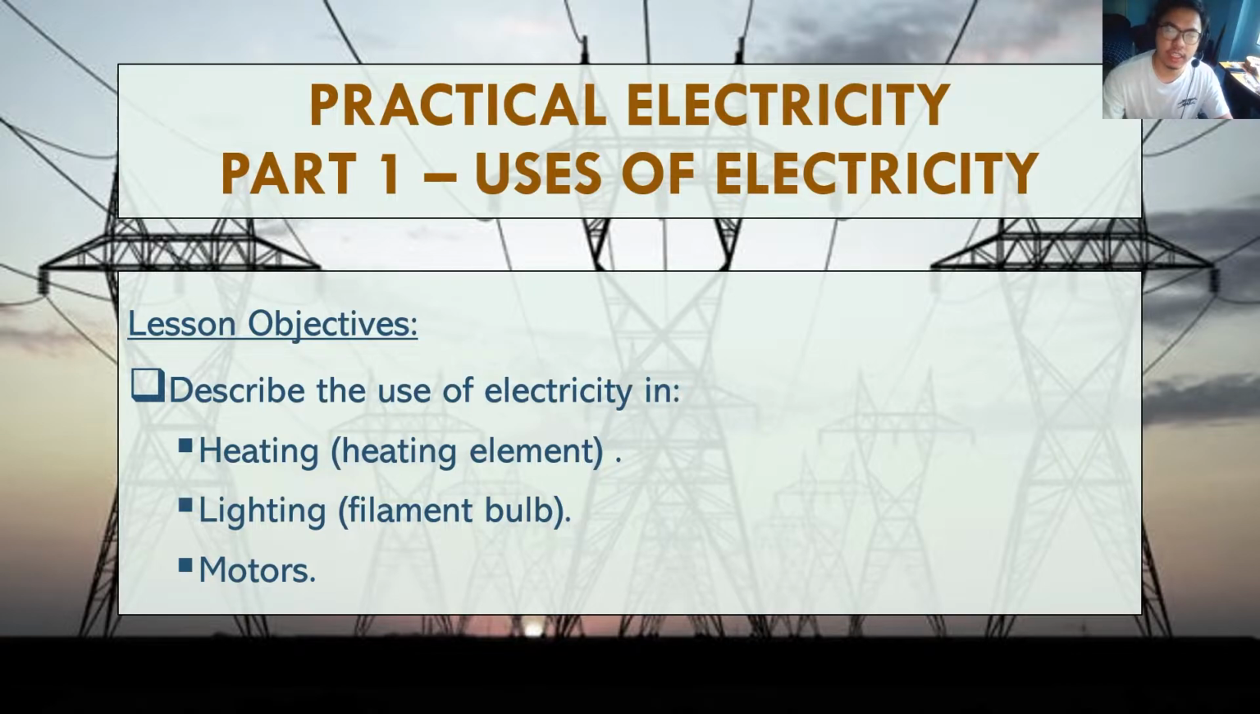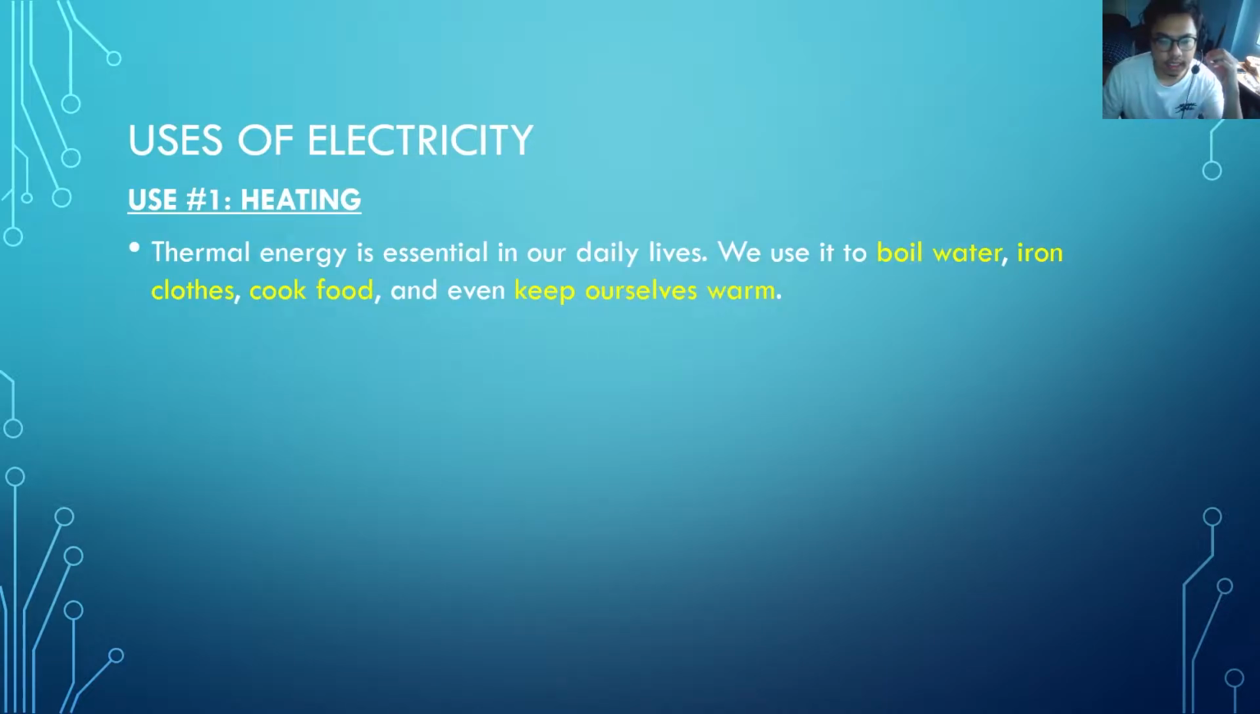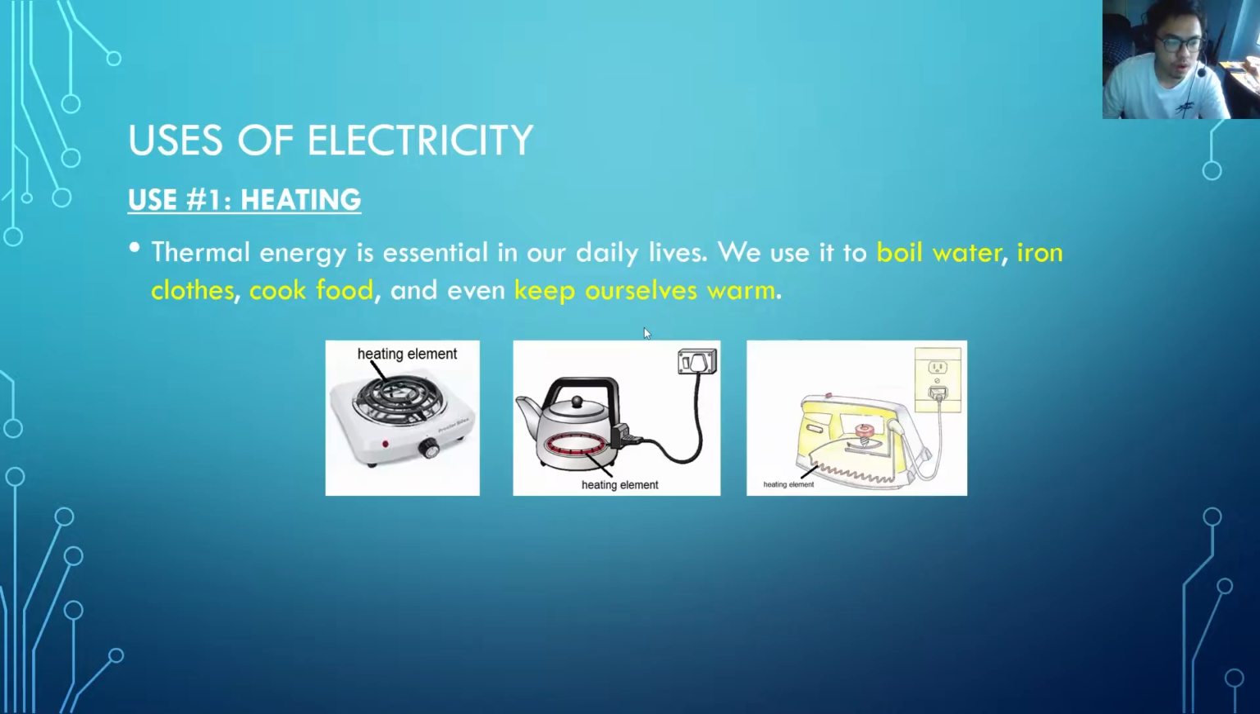We're going to look at the usage of electricity in three areas: heating, lighting, and also in moving things, or in other words, motors. So the first use of electricity that we will look at is in heating. We use electricity to heat up things, to heat up food, to heat up our homes, and also to heat up our water. Thermal energy is essential in our daily lives. We use it to boil water, iron clothes, cook food, and even keep ourselves warm.